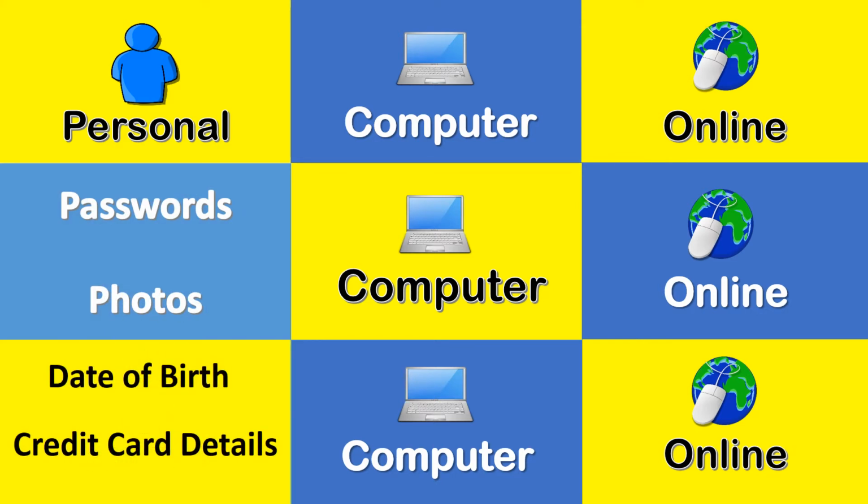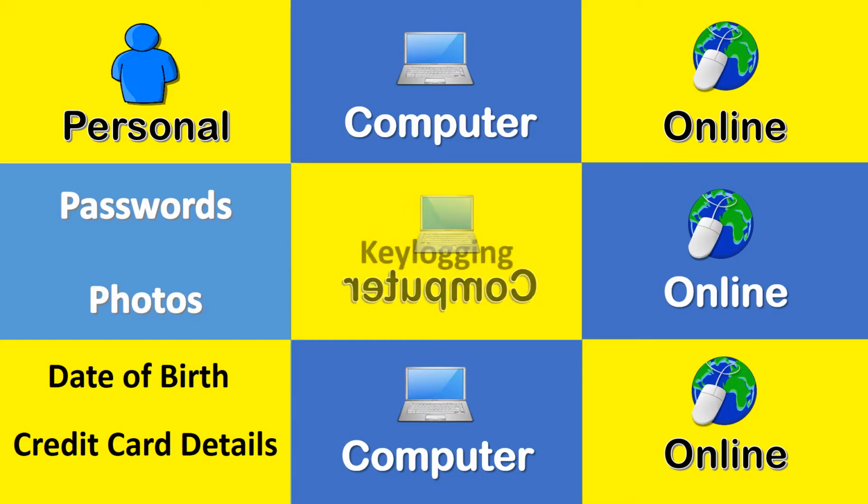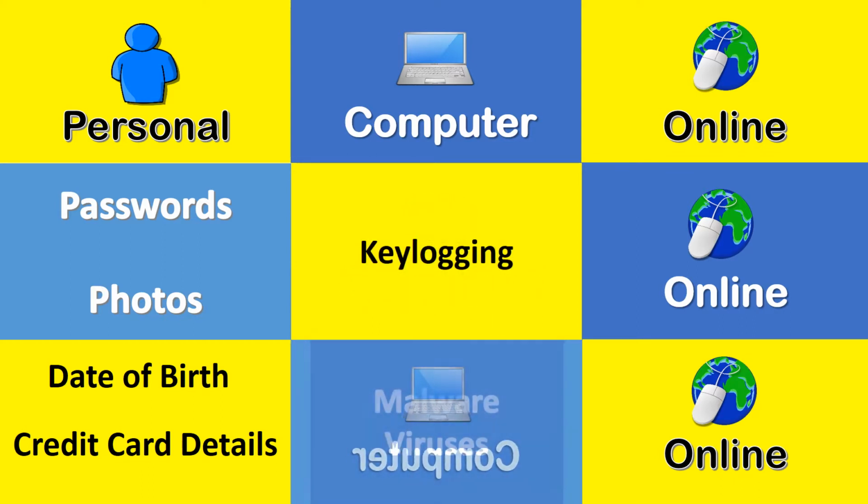Your date of birth, credit card details, passwords, and photos are all personal information that you need to keep private. Keylogging is a type of monitoring software designed to record keystrokes made by you. Viruses and malware are software designed to disrupt, damage, or gain access to your computer.